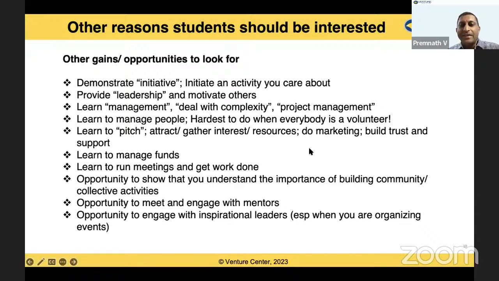This is something very interesting that many students I have seen haven't had a chance to actually run meetings in an organized way and get things done. And in such clubs, they're able to do that if they want to be very systematic and deliver on the objectives. Also, the importance of building a community collective. You demonstrate that you understand the importance of building a community.